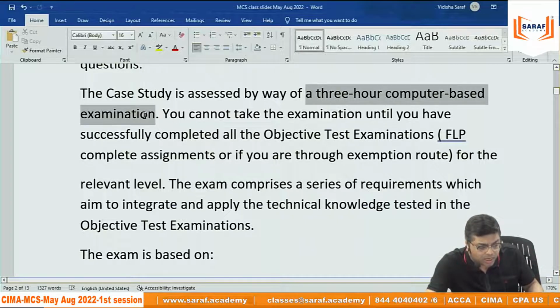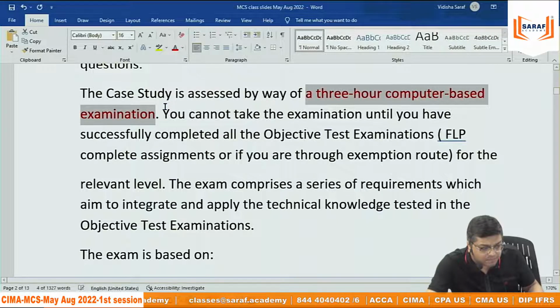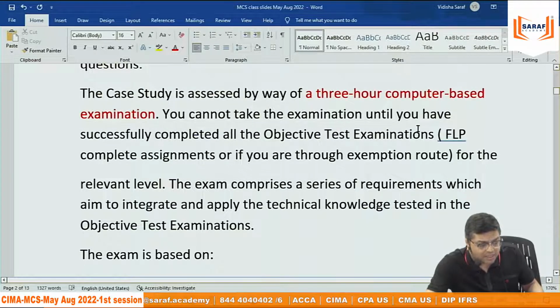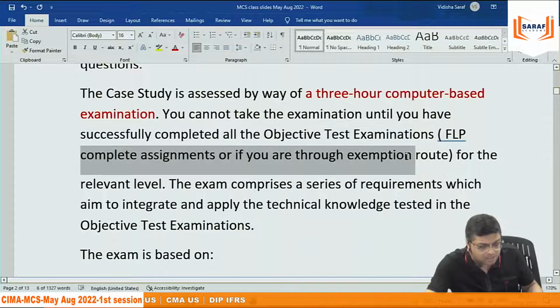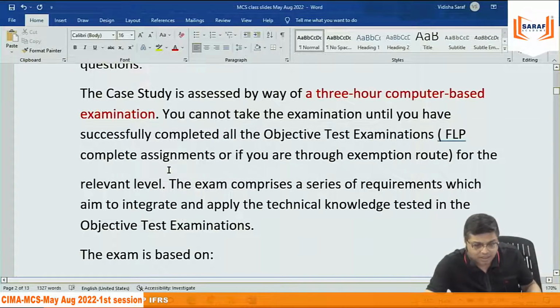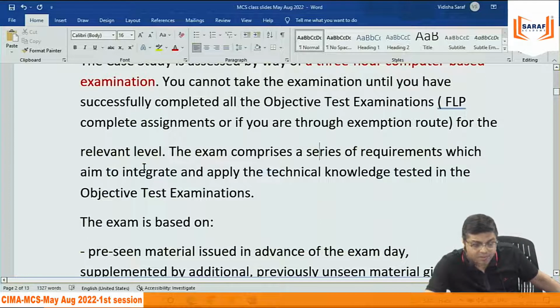So it's a pure 3-hour computer-based examination. You cannot take the examination until you have successfully completed all the objective examinations, FLP complete assignments, or you are through the exemption route. All the things are said. For CSAP students, straight away the case study exam. FLP students need to solve assignments of E2, P2, F2. Then only you are eligible for the case study exam. The normal CIMA students, those who have already cleared E2, P2, F2, then they can give the case study exam. For the relevant level: operational level, operational case study; management level, management case study; strategic level, strategic case study.